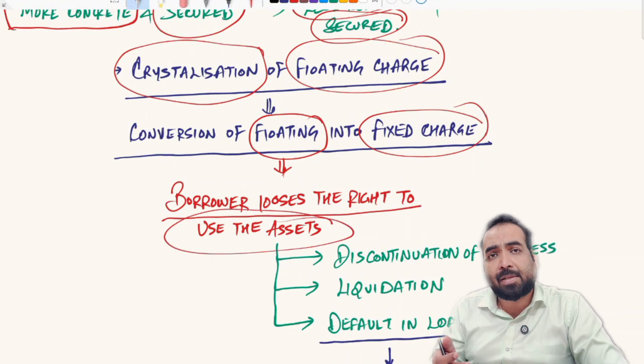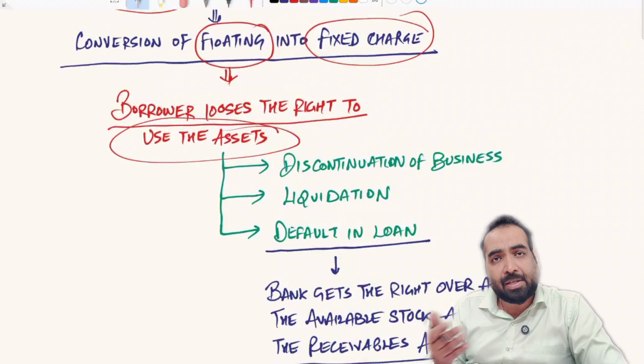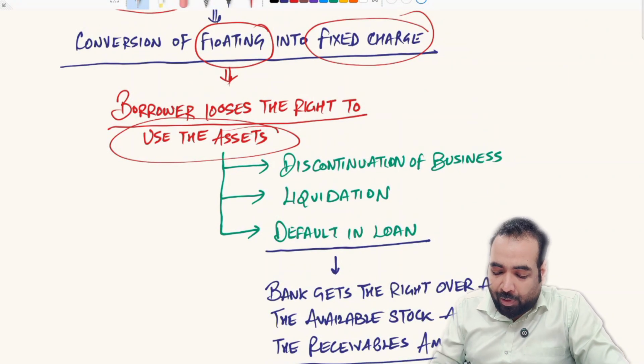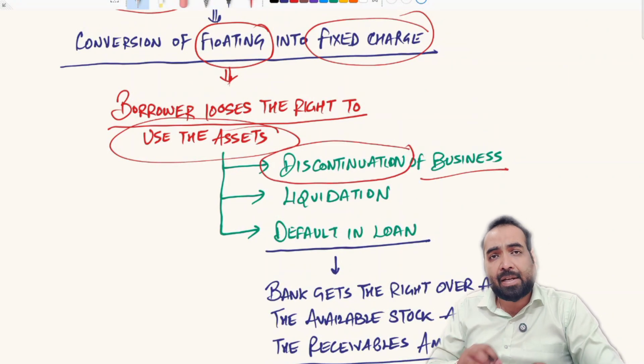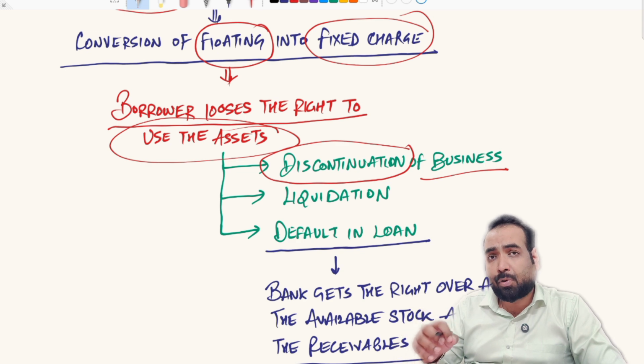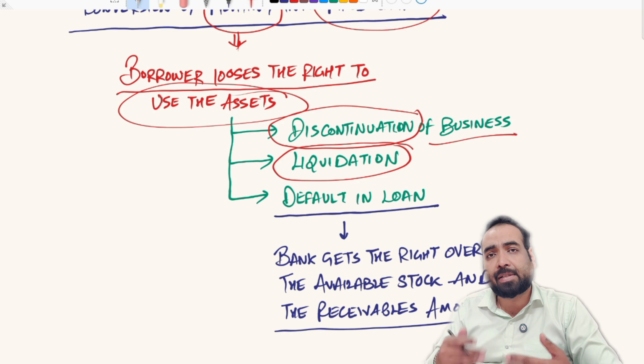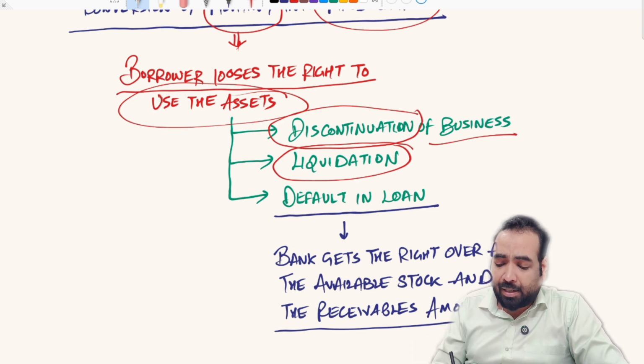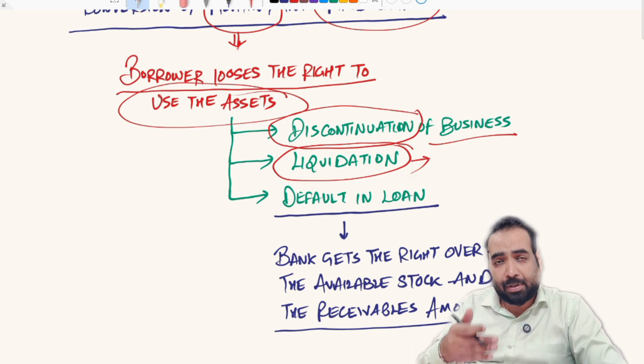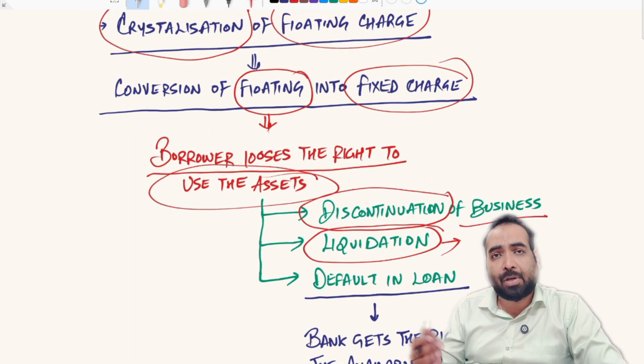Now, under what circumstances does this crystallization happen? There are majorly three circumstances. When the borrower discontinues his business, the bank issues a letter and tells the borrower that these assets now belong to me, these stock and debtors now belong to me, and you cannot sell this stock in the market, and all the recoveries from these debtors will now be used to repay my loan. In the event of liquidation, when the company is getting insolvent or liquidated, then in that scenario also the crystallization of floating charge happens.